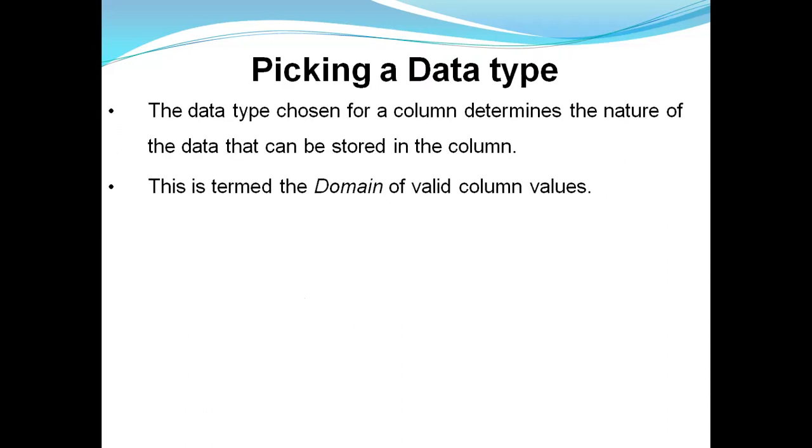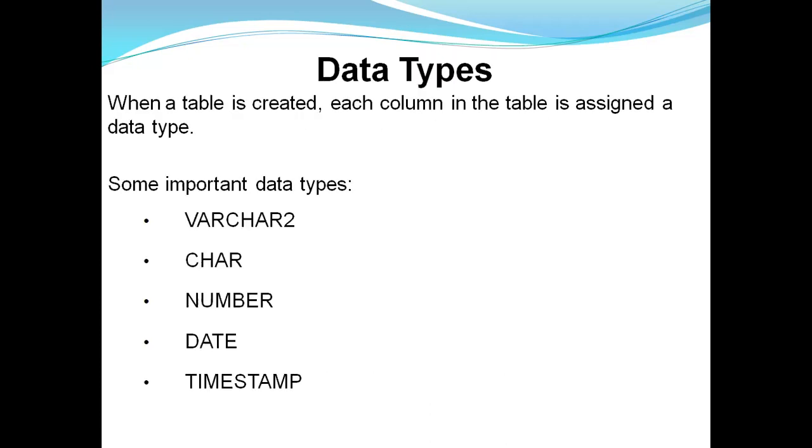The data type chosen for a column determines the nature of the data that can be stored in the column. This is termed the domain of a valid column value. Domain means उस data type के बाहर का कोई भी data वो column accept नहीं करेगा. Very simple here. In data types, the important ones we can discuss are these.